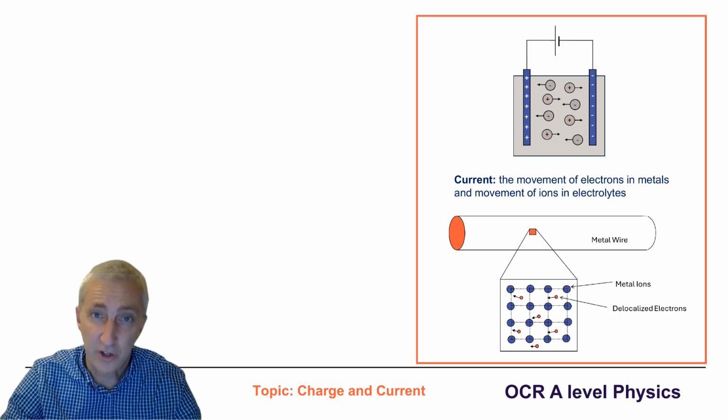For most of the situations that you will encounter in A-level physics, the charges that are moving are electrons, but equally we can have situations where the moving charges are ions, as in electrolysis.